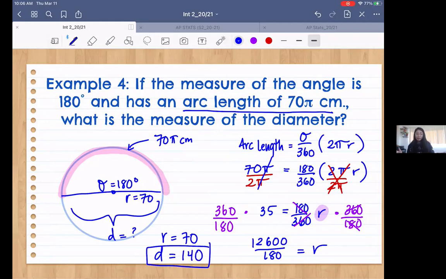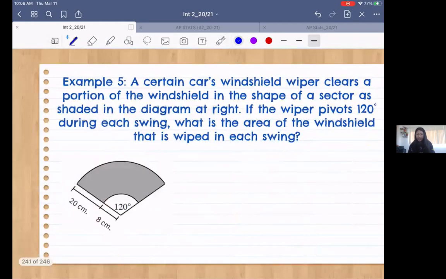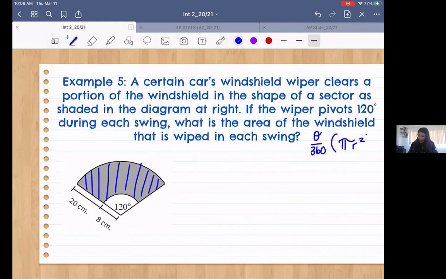Okay, and then our last problem. So hopefully today was not too bad. It says a certain car windshield wiper clears a portion of the windshield in the shape of a sector as shaded in the diagram at right. If the wiper pivots at 120 degrees during each swing, what is the area of the windshield that is wiped in each swing? So they are looking for area of a sector. So we know that we have to focus in on this equation: theta over 360 times pi r squared.